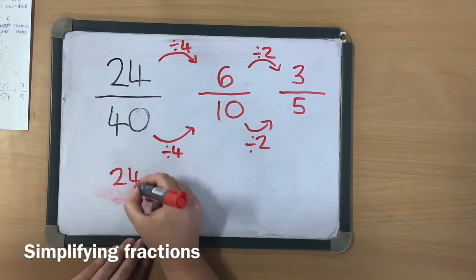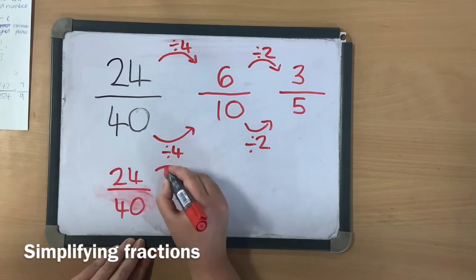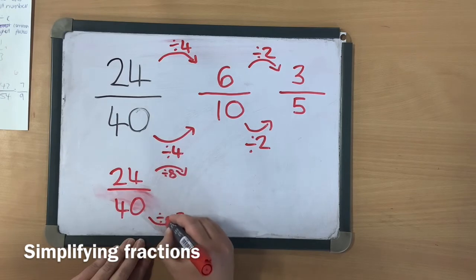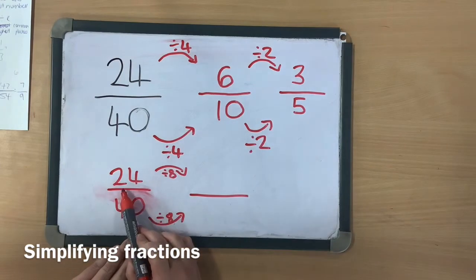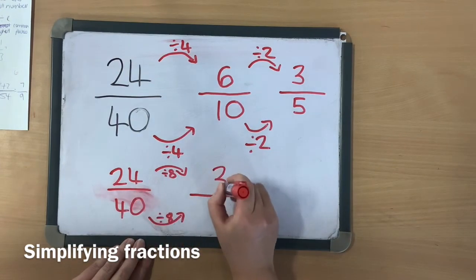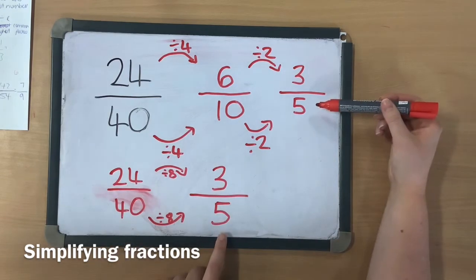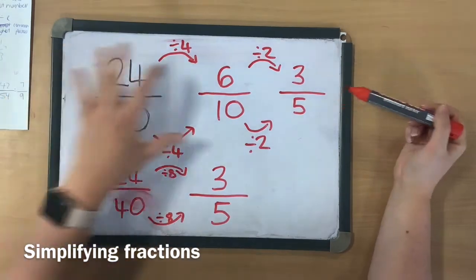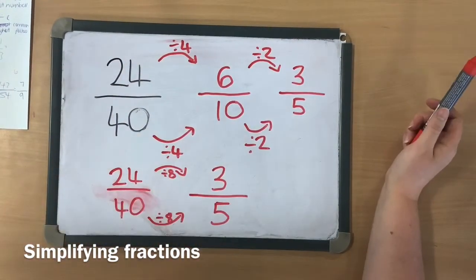If at the beginning with 24 over 40, I had used the highest common factor of 8 straight away, I would still end up with this same answer. 24 divided by 8 is 3, 40 divided by 8 is 5. So you can see how I've managed to simplify the fraction, but in 2 different ways. Done 2 steps here and 1 step here.